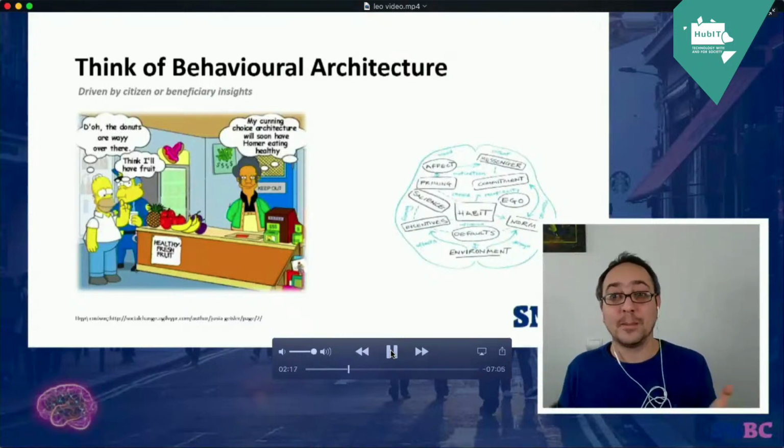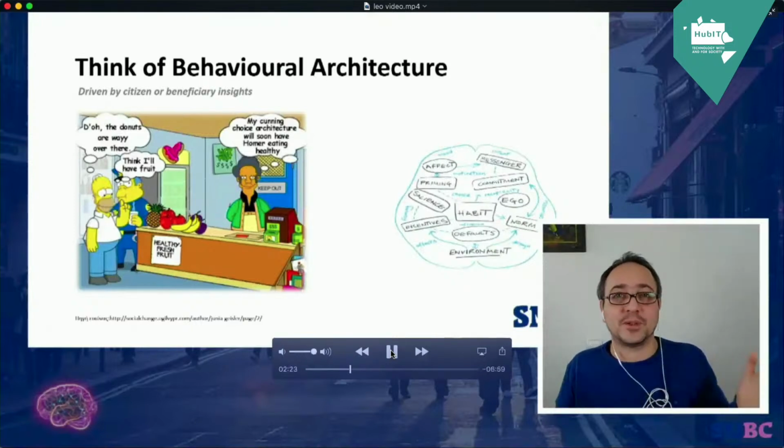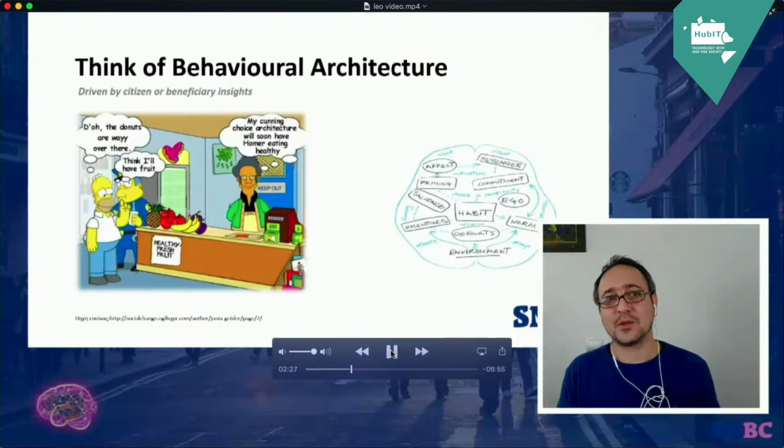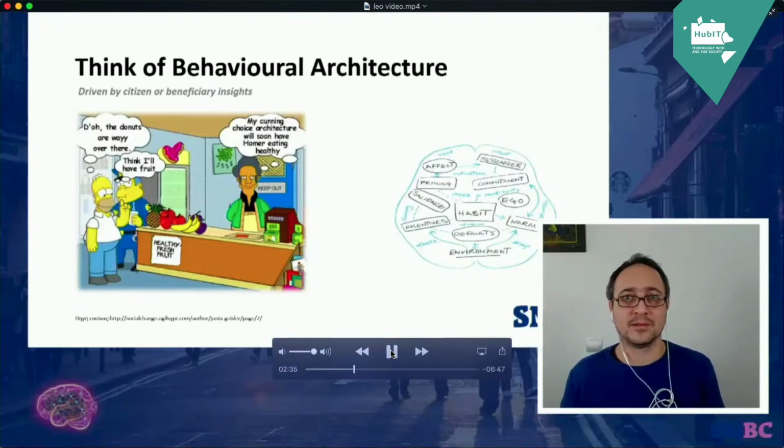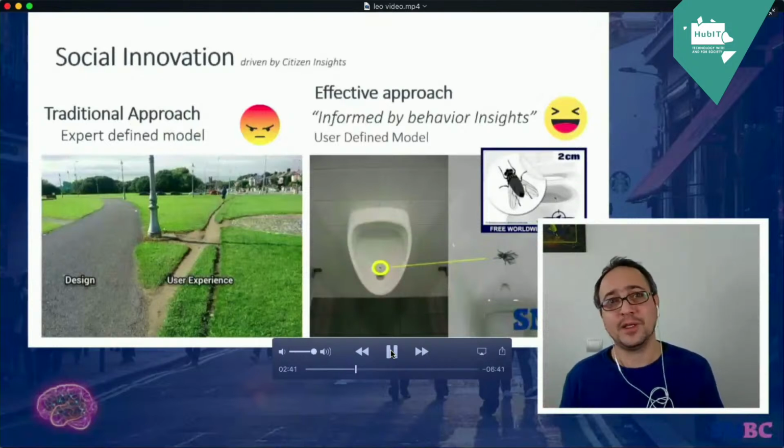So, behavioral architecture based on citizen and behavior insights, or beneficiary, if you want to say, not citizen. You try to understand your audience, what they stand for, what they value, what they do, what their routine is, and then understand how you will help them adopt your solution.